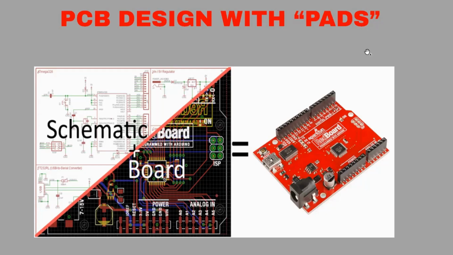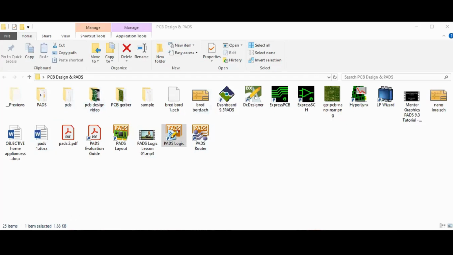I will just show you how to work. I have opened my old folder. In this, different types of PCB design software are there. But we are going to work on PADS Logic, PADS Layout, and PADS Router. These three software we are going to use. First we are going to make a schematic diagram in PADS Logic. Then we will use PADS Layout. In the same PADS Layout, we will use the PADS Router software.